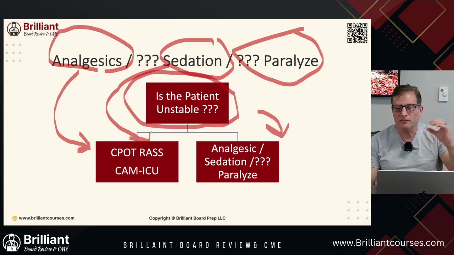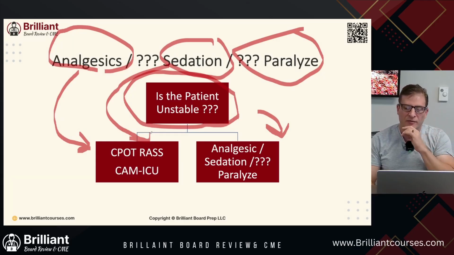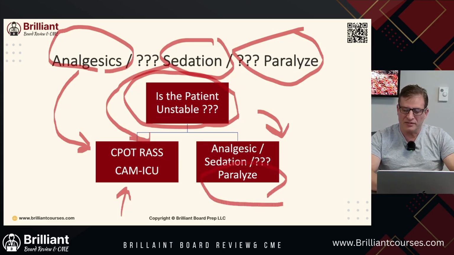Propofol is preferred, and dexmedetomidine is preferred over Versed and Ativan because we want to reduce the amount of benzos and opioids. And then for follow-up, we use a CAM-ICU, which is the Confusion Assessment Method for the ICU. We're trying to avoid delirium. And we only paralyze when we can't ventilate.